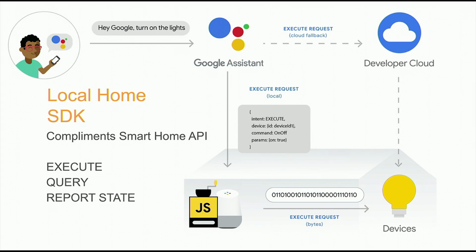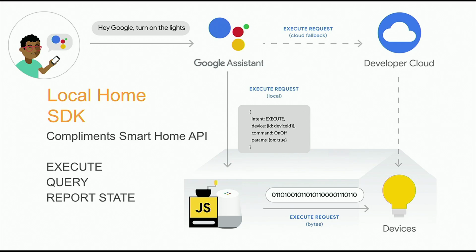So in addition to the cloud path between Assistant and your server, to implement the Smart Home API, yesterday we announced Local Home SDK. This SDK allows you, as developers, to run your JavaScript on Google Home devices. And this JavaScript contains the business logic to control your devices and discover your devices in the user's local network. This local path allows us to get faster execution and better reliability for the whole system, because if the local path fails for some reason, you do have the cloud as the fallback available.